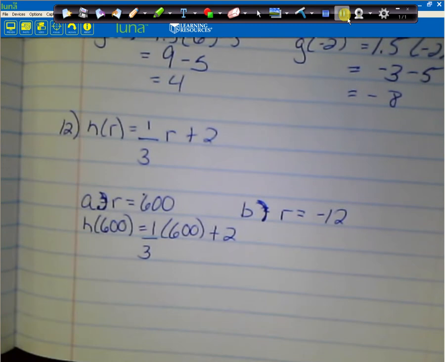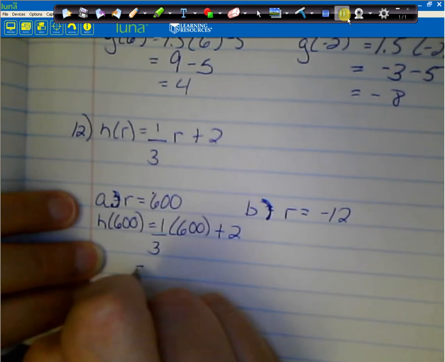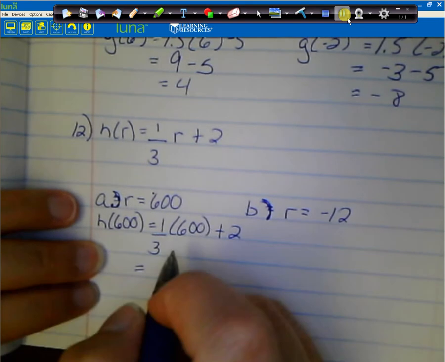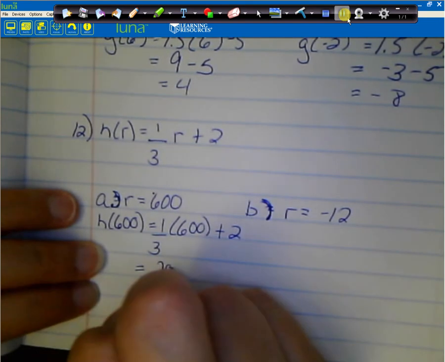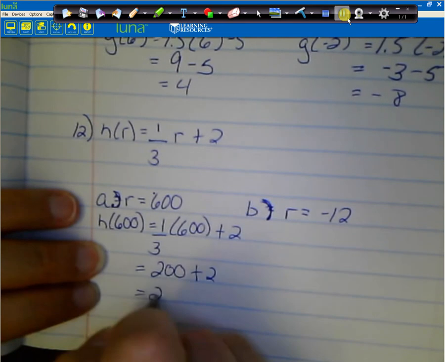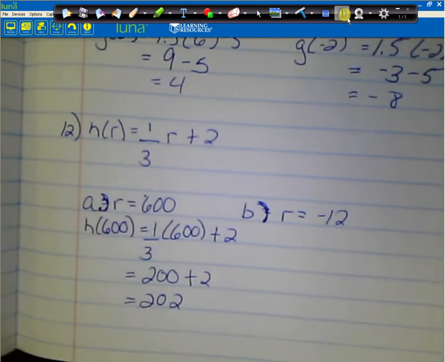Don't let the fact that this one has a fraction throw you here. You have a fraction button in your calculator that you could use. 1/3 of 600 is 200, plus 2 gives me 202. So function h of r evaluated at 600 will give me 202.